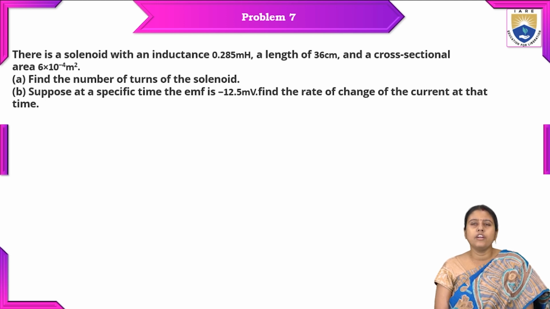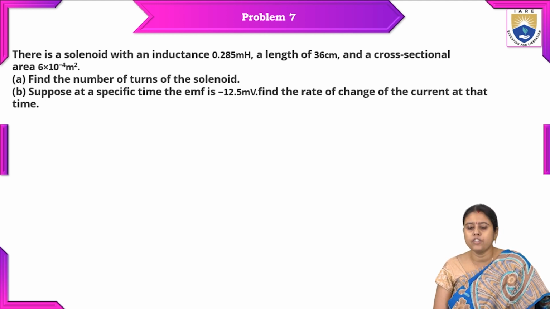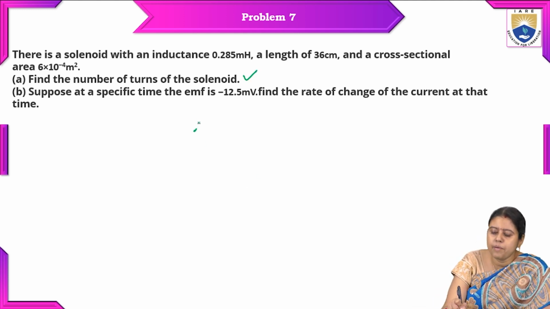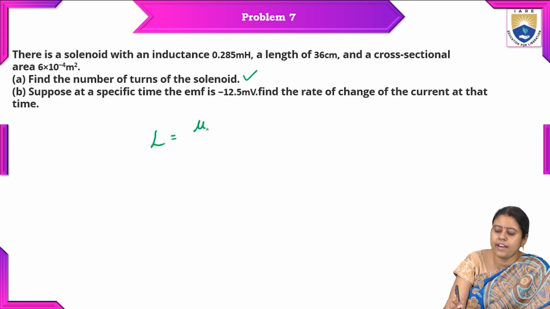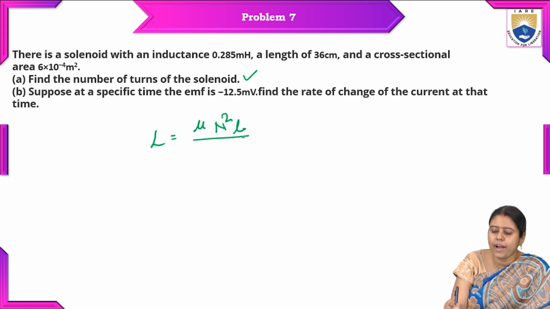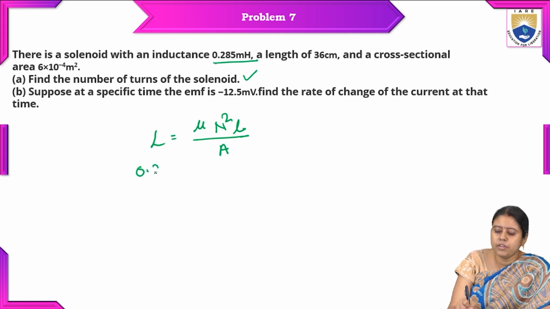There is a solenoid with an inductance of 0.285 millihenry, a length of 36 cm, and a cross-sectional area equal to 6 into 10 to the power minus 4. Find the number of turns of the solenoid. So what is the formula? Inductance L is equal to mu N square A by l. So what is the value of L? L value is 0.285 millihenry.